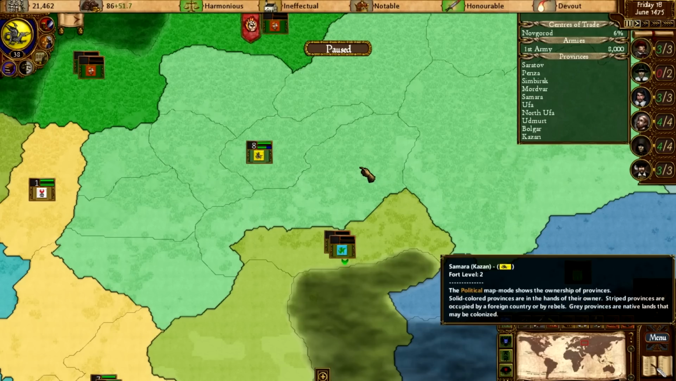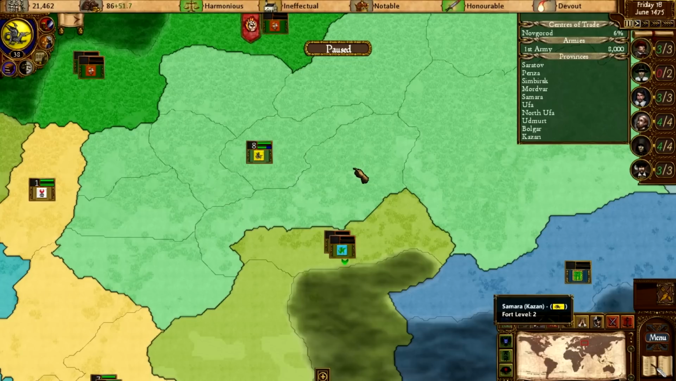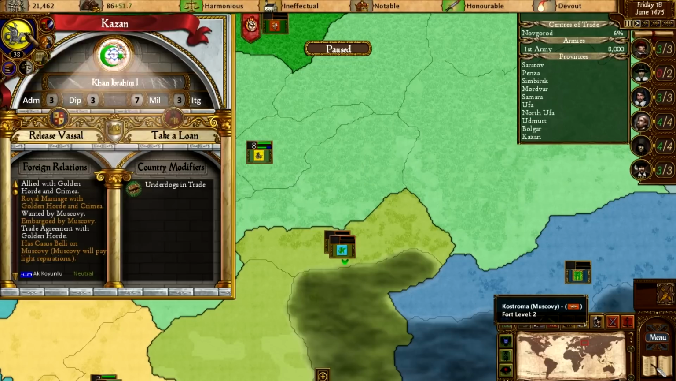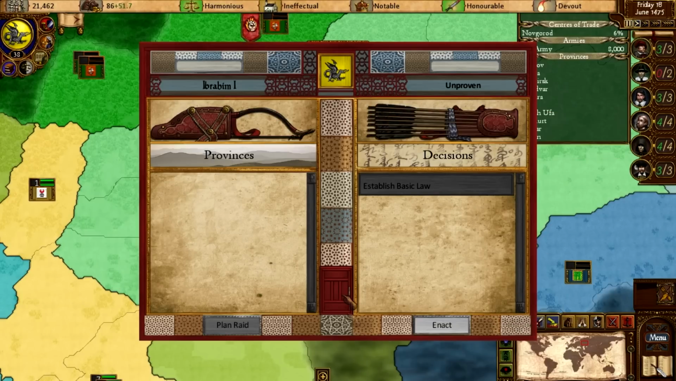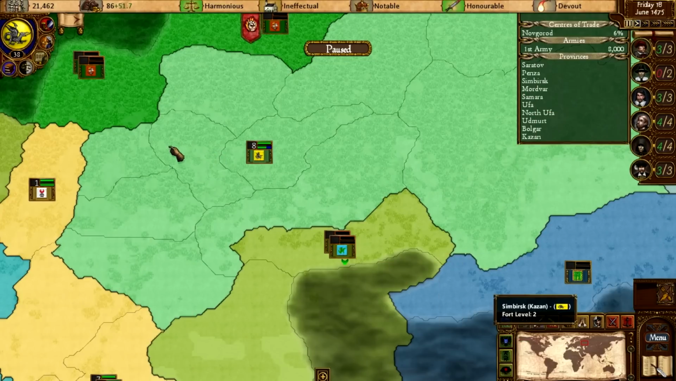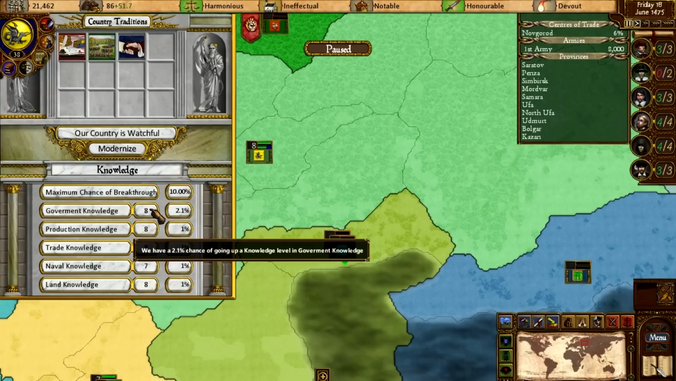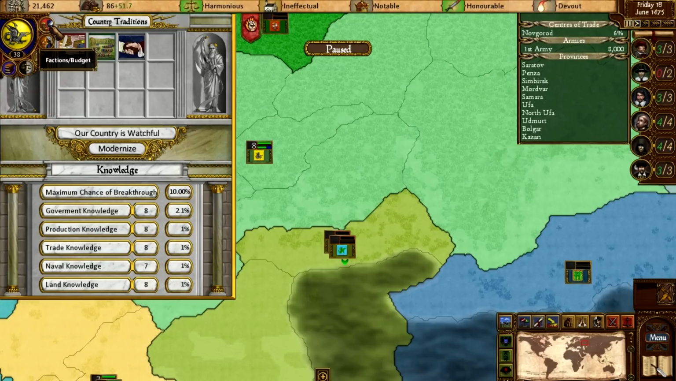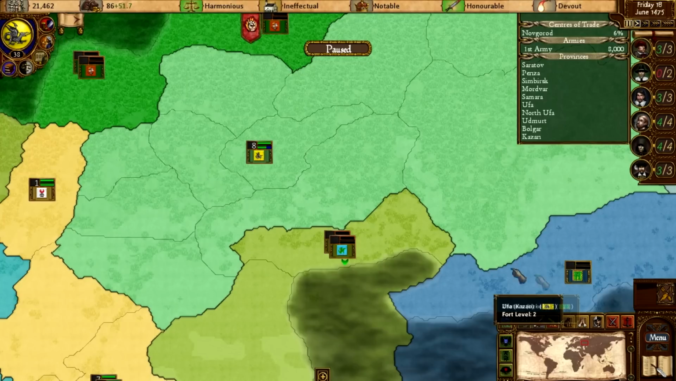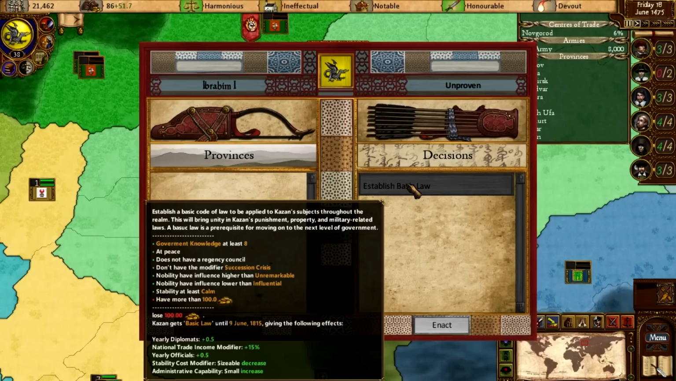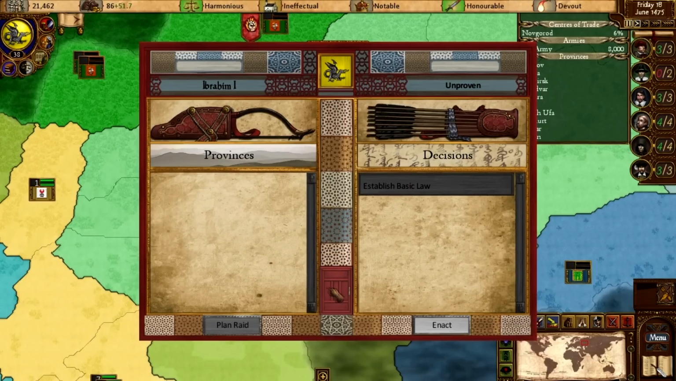Okay, so now in this alternate version of history, I did exactly the same things, but my ruler, when he died, wasn't replaced by a complete idiot. He was replaced by Khan Ibrahim I, who is not a brilliant ruler. He's an unproven leader, but despite that, the nation hasn't collapsed. I was able to increase my government knowledge after 2 decades of effort, and the nobility faction is no longer influential in my nation. And so I can finally establish basic law as soon as I get 100 gold.